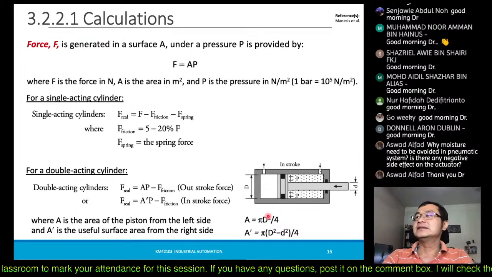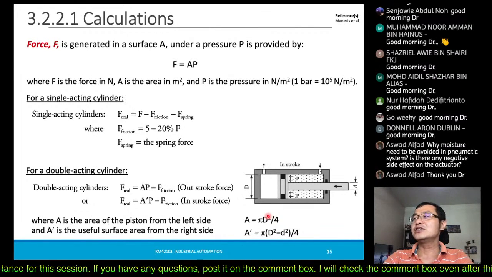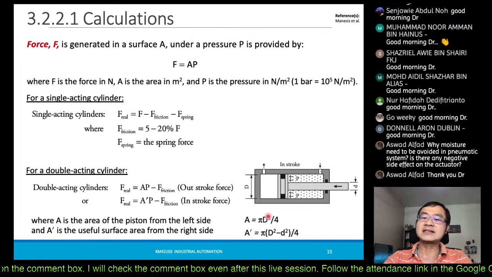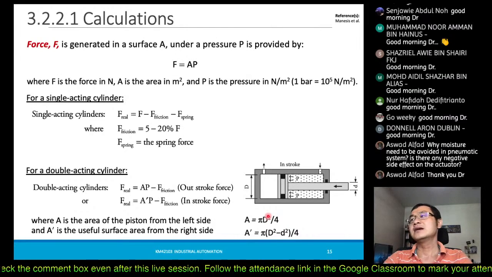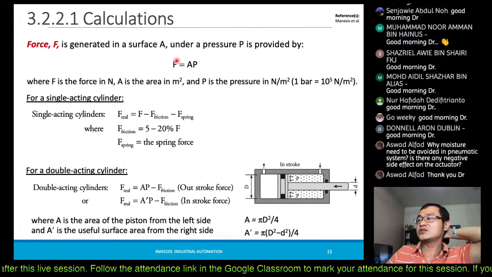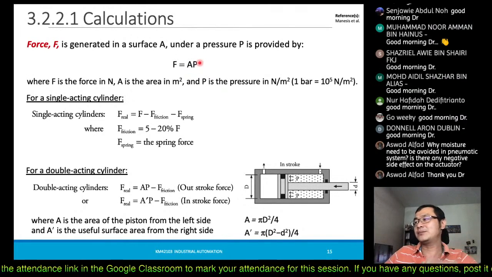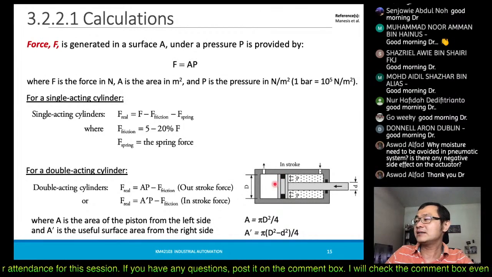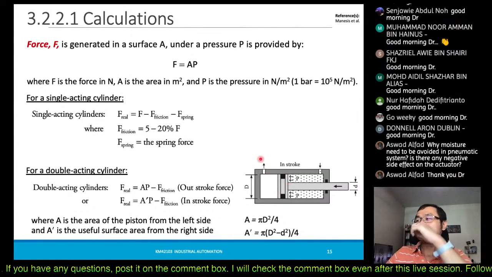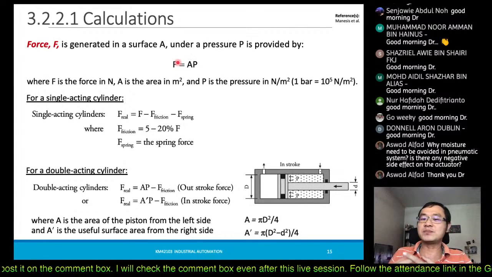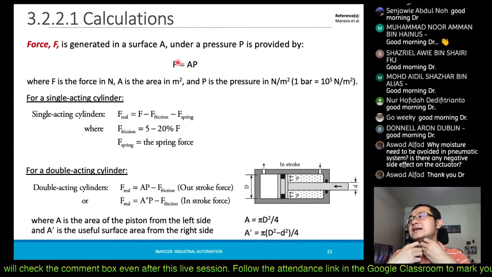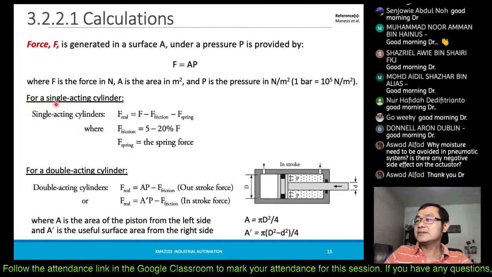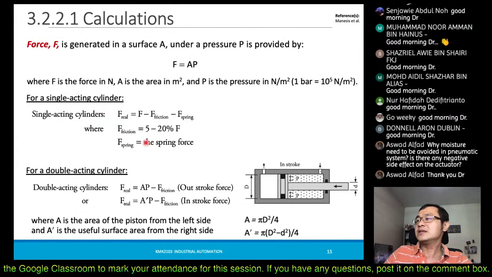Here is a simple calculation again on identifying the force being exerted by the cylinder itself. The idea is very straightforward. We have force equals area multiplied by pressure. So we have the pressure, we have the area. So from there we would know the force being produced by this cylinder itself.